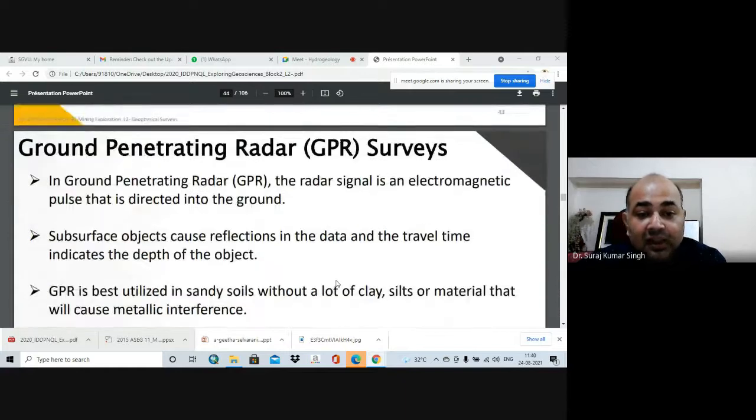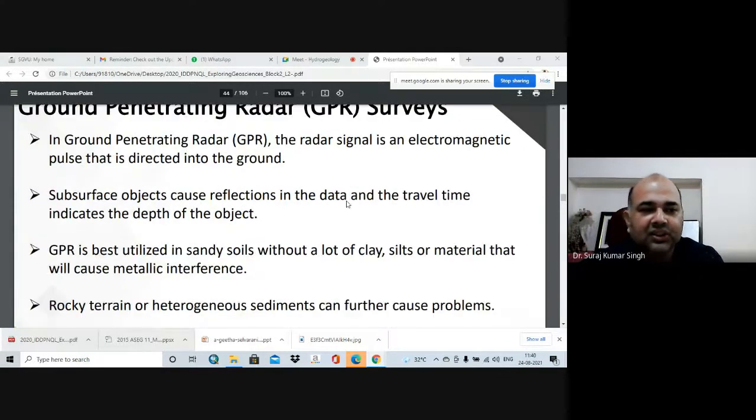vibration. And the most popular method when it comes to remote sensing, especially for glacier studies or earthquake related studies, is GPR, that is ground penetrating radar. That is very important nowadays. In ground penetrating radar, the radar signal, an electromagnetic pulse, is directed into the ground. The subsurface objects cause reflection in the data. The travel time indicates the depth of the object.